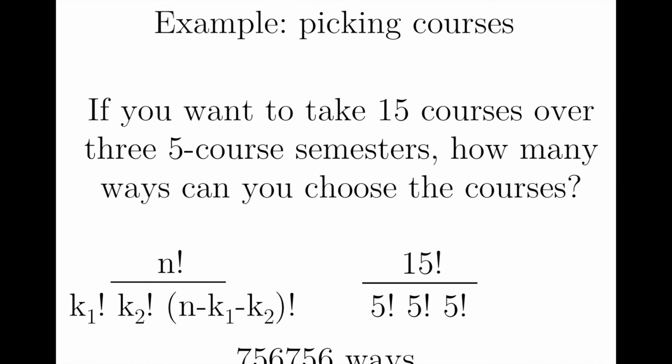So we take 15 to be n, and then each of the k's is just 5. Doing this, we see that there are 756,756 ways, which is significantly greater than our previous example, despite not really introducing many more courses.